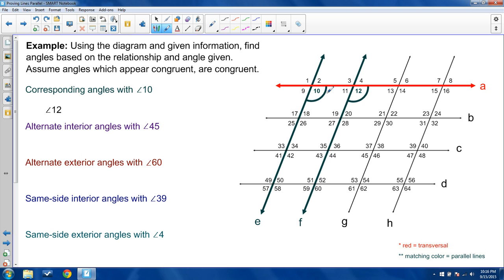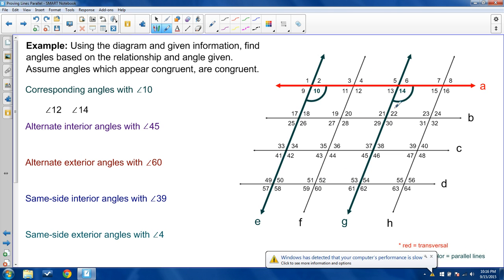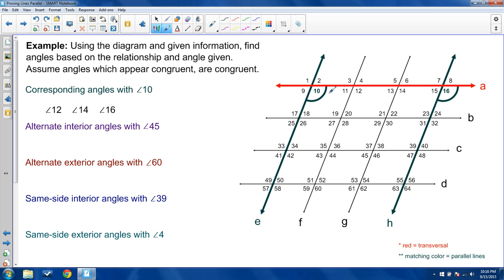Now those aren't the only corresponding angles with 10. 10 and 14 also correspond. We can jump line F and go to line G. 10 and 14 are congruent. A is the transversal, so E and G are parallel. Also, angles 10 and 16 are congruent, so E and H are parallel. But those aren't the only ones, right?